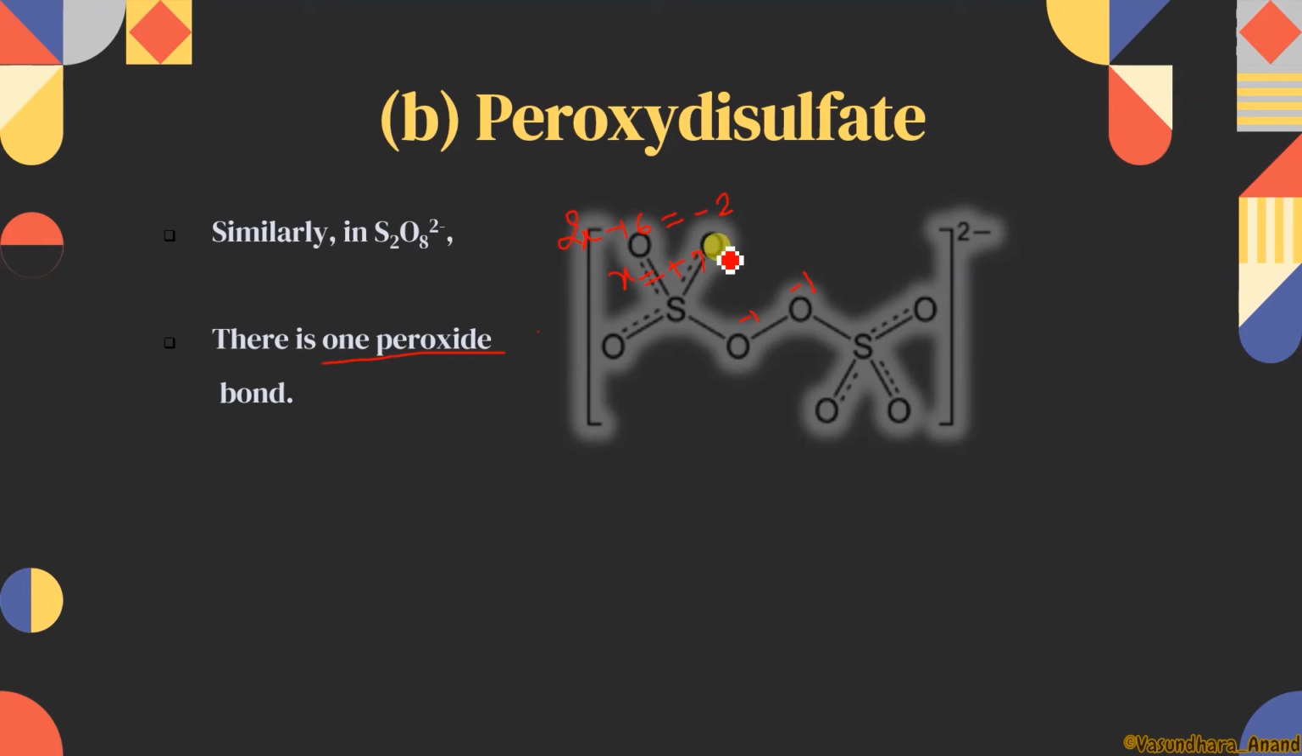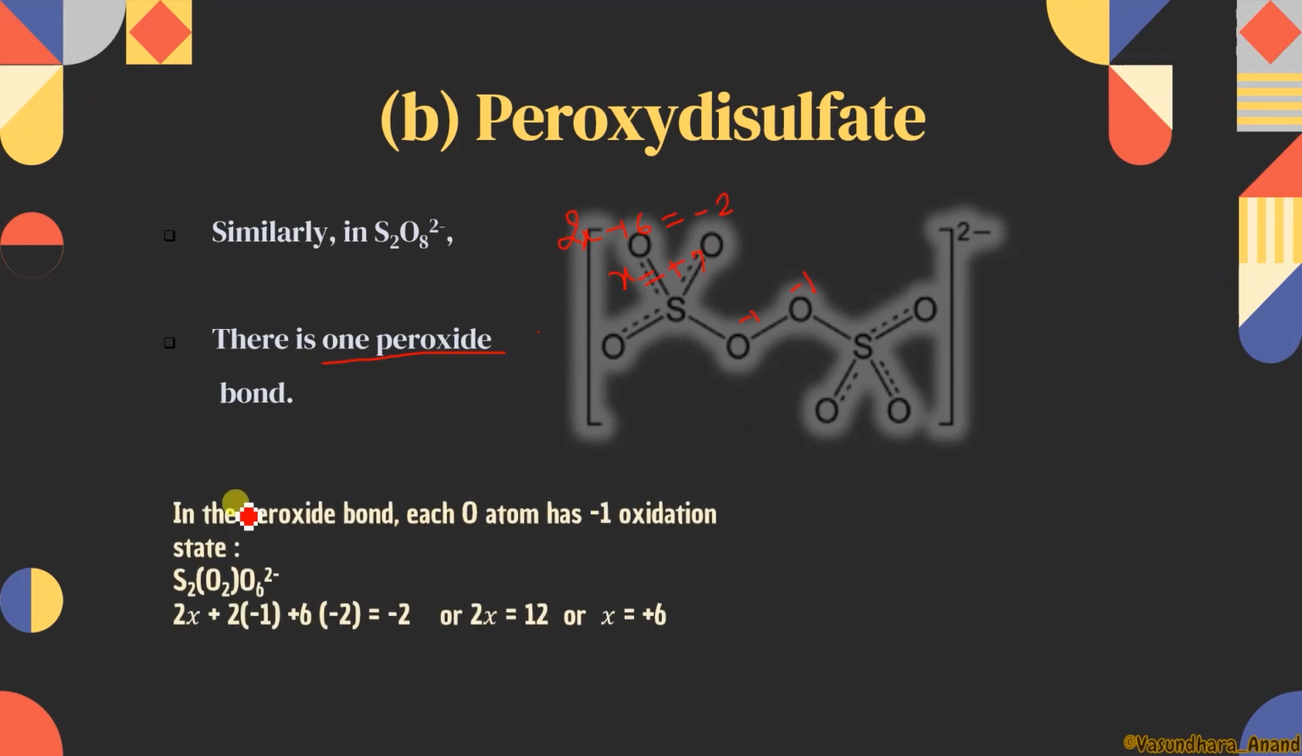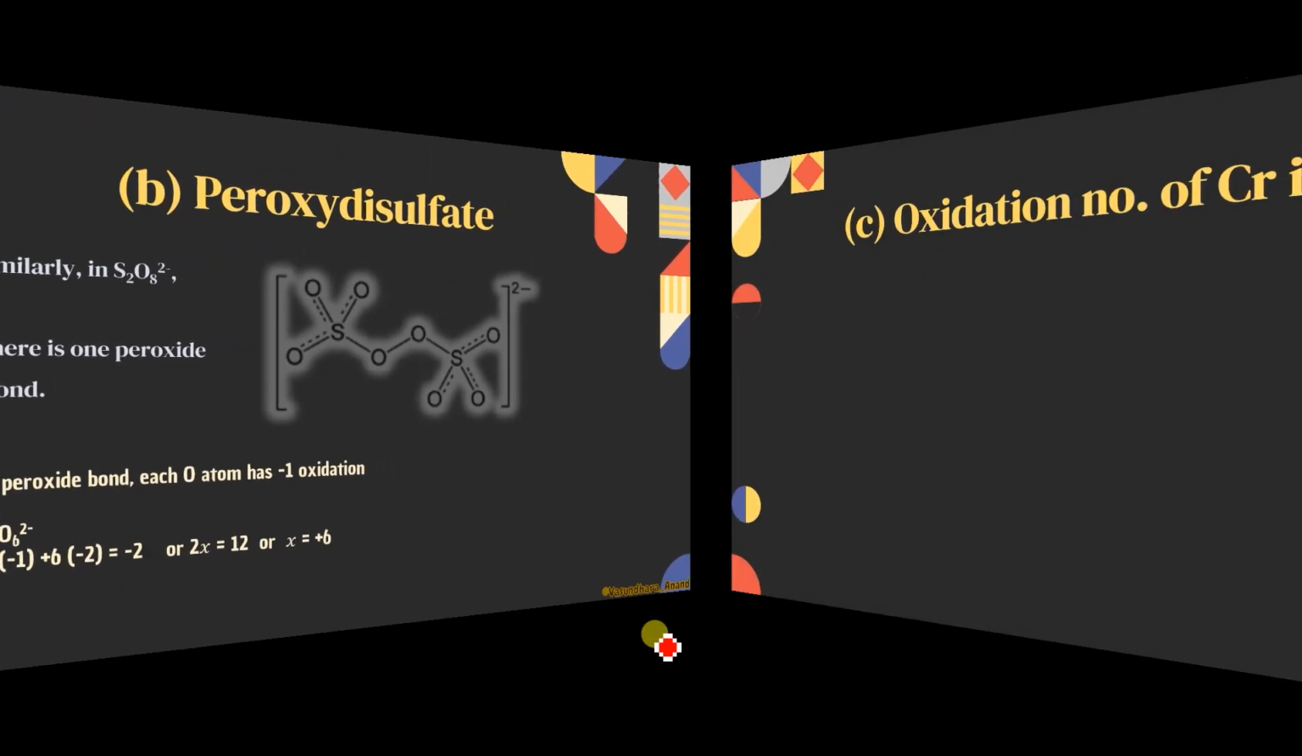The rest of the oxygen, 1, 2, 3, 4, 5, 6, all will have minus 2 state. So do it. S2, so 2x, and this is 2 oxygen, so this is 2 into minus 2. Yes, and the rest 6, so 6 into minus 2, you will calculate and you will get again x equal to 6. What I told you: if there is a peroxide bond, after using all this, you will get the oxidation number equal to what? Equal to its valence electron.